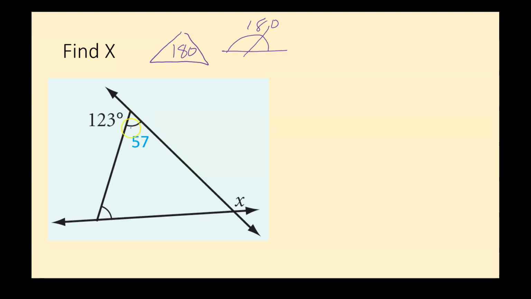But now we have these congruent marks that want to give us information. See the congruent marks? So what do those congruent marks mean? That means those angles are the same. So we know the second angle must also equal 57.